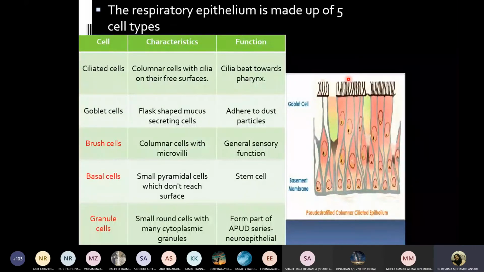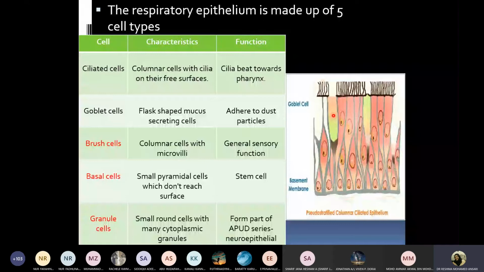So what's the function of goblet cell? Produces mucus secretion. So now I'm putting my cursor on the goblet cell. It is that greenish color cell which appears like a wine goblet. It looks like a wine glass. Because the nucleus is pushed down, the heavier secretions are pushed up. So then the other 3 types of cells, I've put it in red: brush, basal and granule cells. They do not make the majority, but they are still there.